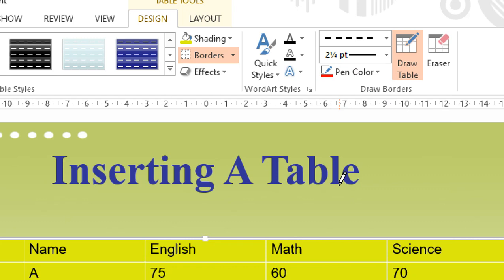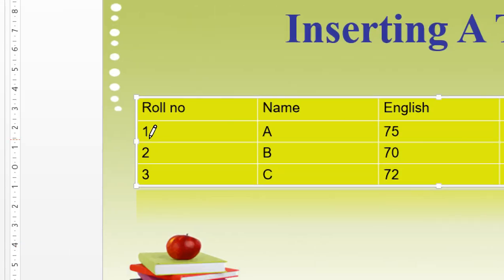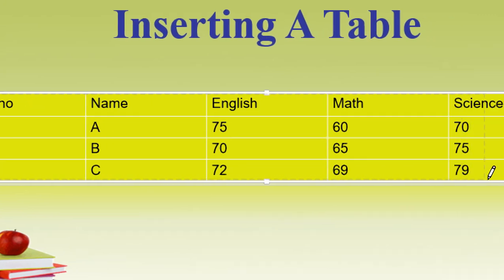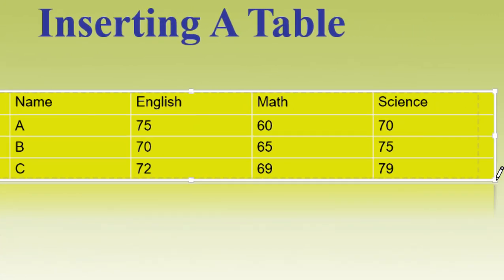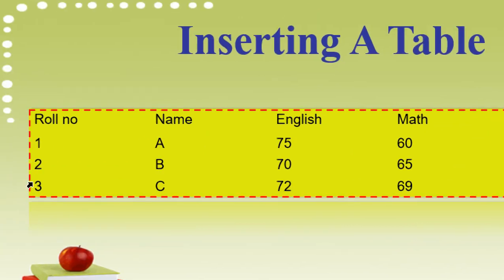If you choose all these 3 things, border style, border thickness and border color, then afterwards start drawing like this. Left button click, hold it down with your mouse and draw one rectangle like a table. Okay, this way, and just release your mouse button and look at this. Your border is just like whatever you selected.